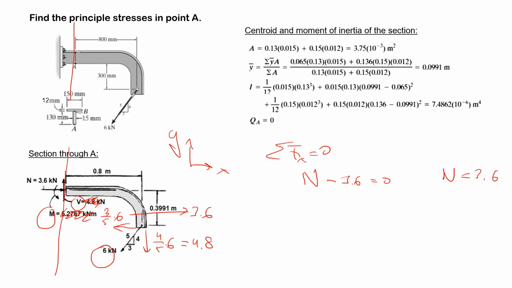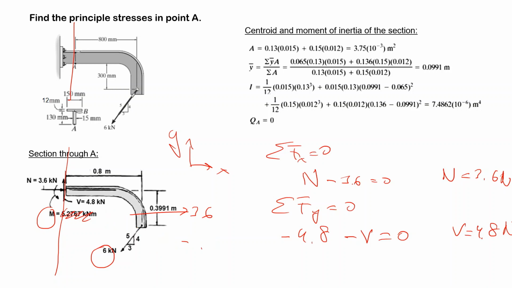And what about sum of Fy equals 0? In this case, we have 4.8 minus V equals 0, V equals 4.8. Well, these are not complicated calculations. We have found this. So now we come to the bending moment.